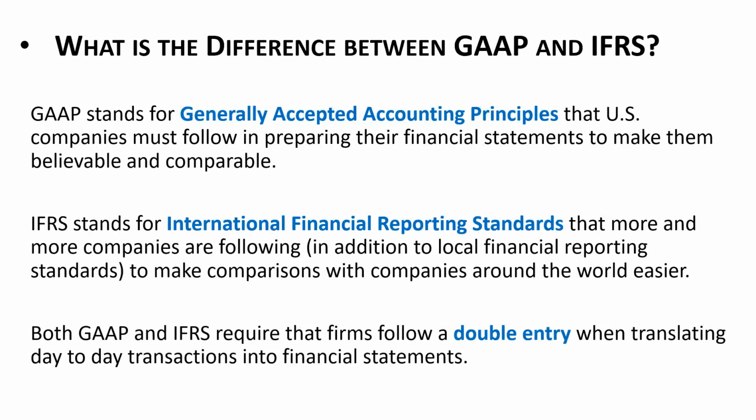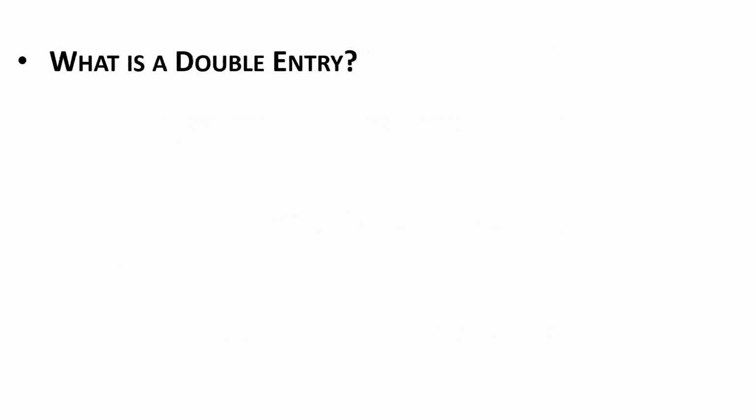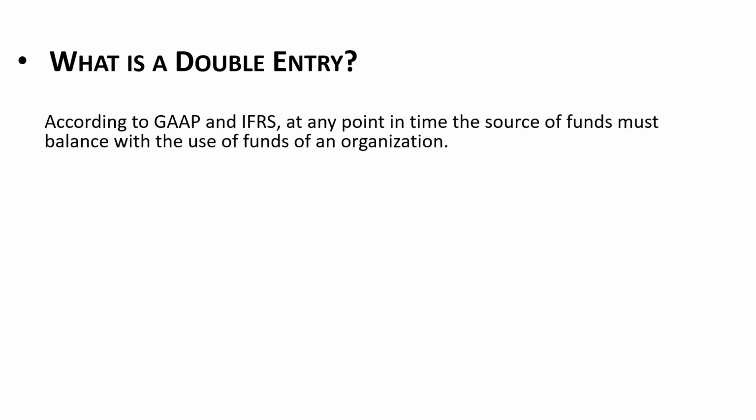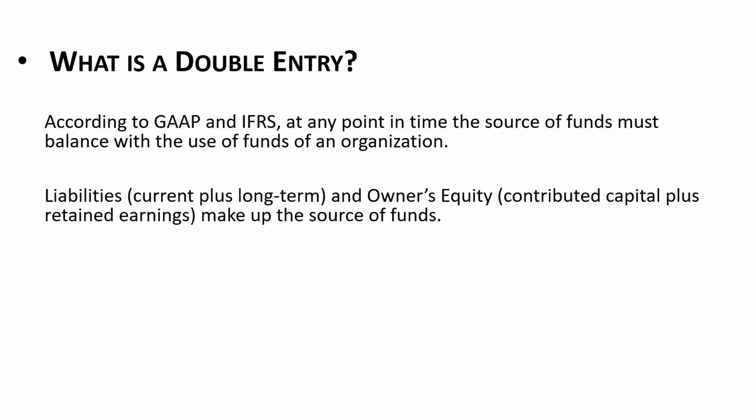Now both IFRS and GAAP require that firms follow a double entry when translating transactions into financial statements. What is a double entry? According to GAAP and IFRS, at any point in time the source of funds must balance with the use of funds. Right? And this is the idea of a balance sheet. And at any point in time, the source of funds. Now what are the sources of funds? We have liabilities and owner's equity.